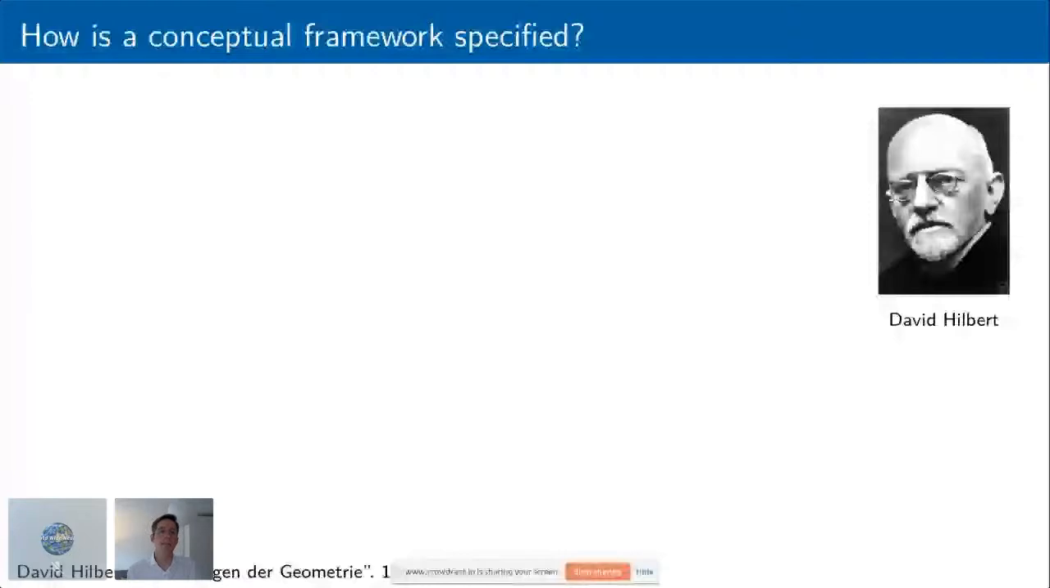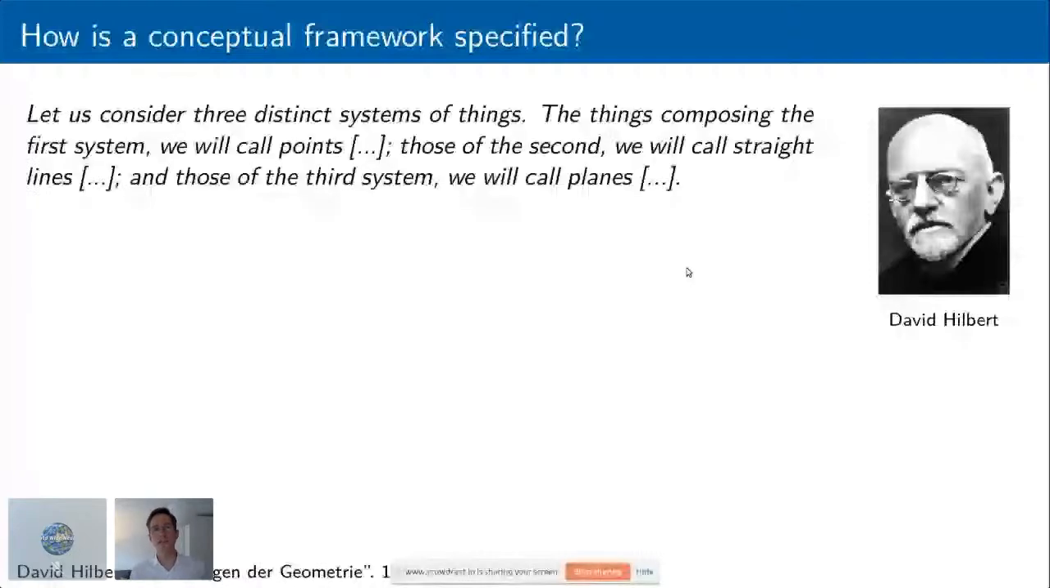He says, let us consider 3 distinct systems of things. The things composing the first system we will call points. Those of the second we will call straight lines, and those of the third system we will call planes. And something that really struck me here is that he doesn't say there are points, lines, and planes, but he says there are just 3 types of things. And we call them points, lines, and planes, but we could call them anything else. It doesn't matter. Because the names, that's not what gives meaning to these objects.